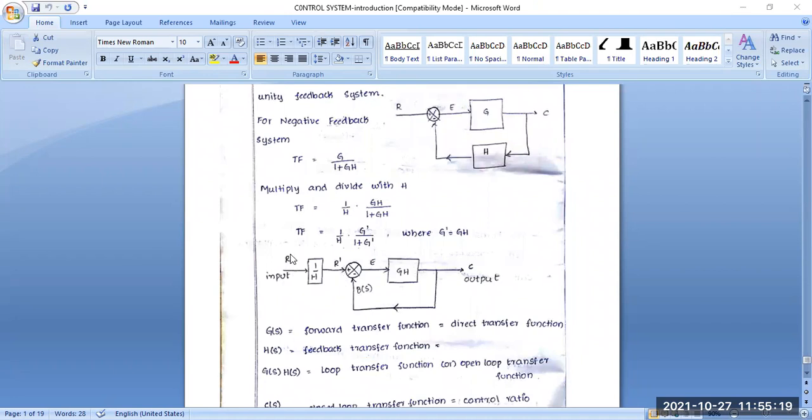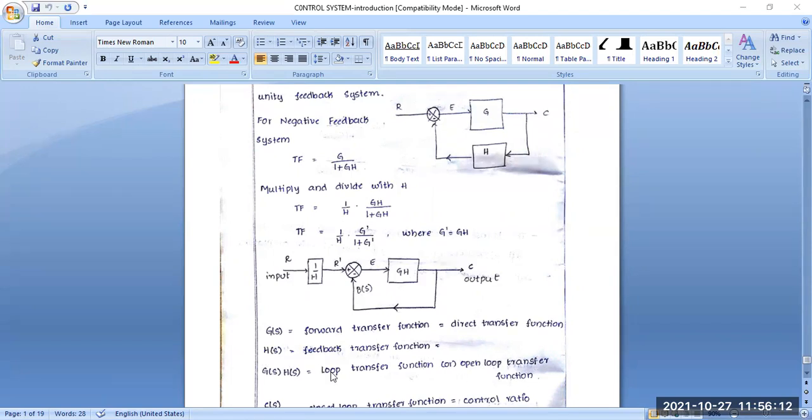This is the input part that we attach here, the R. This is the 1 by H part that we multiply in this section. Another one is the reference part. This is the G and H part. G is the controller action part, H is the feedback loop system, and this is the output section, where C is the output. This output loop is connected from this section to the reference point input, and for the feedback loop we use B(s). This G(s) is the forward transfer function, or sometimes it is called the direct transfer function. H(s) is the feedback transfer function. When G(s) into H(s), it is called the loop transfer function or open loop transfer function.